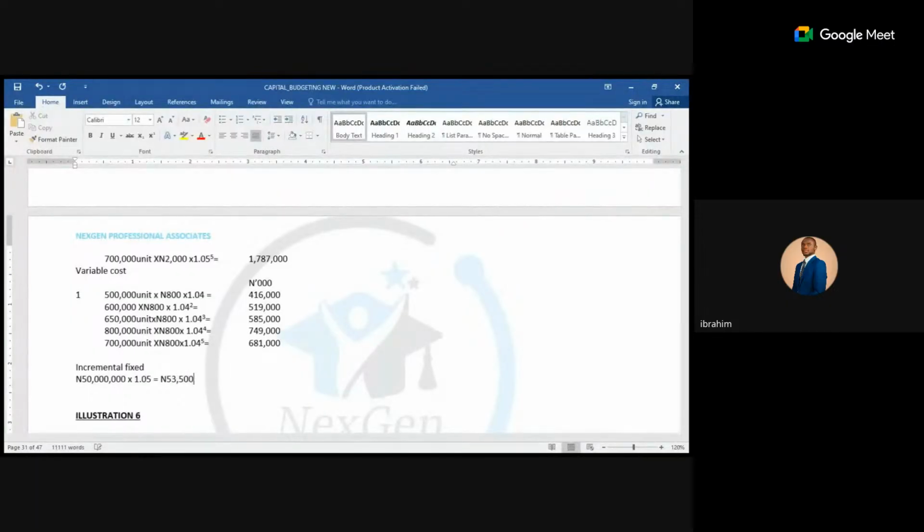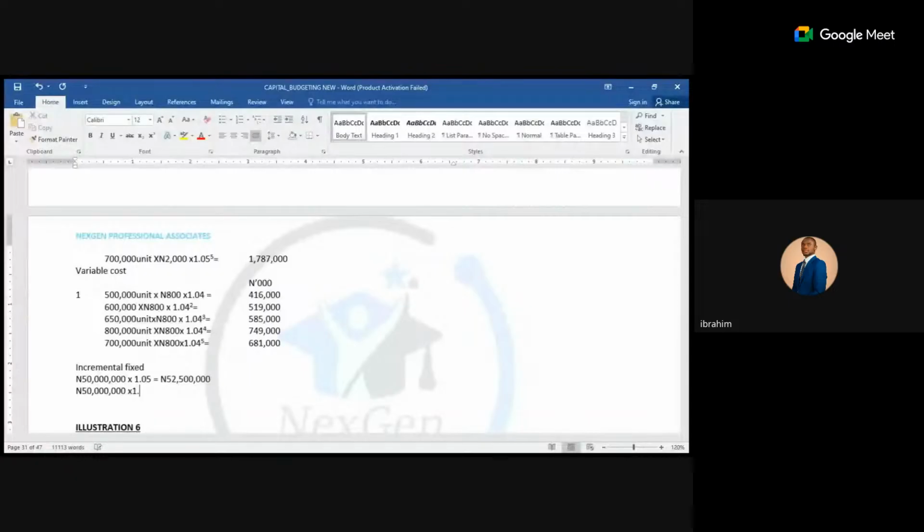53,500. It's 52,500. But since we are running to 100, 500, approximation makes it 53,000. Is it 53 or 52? 52,500. Approximation 53. 52,500. So you can decide to do it this way and bring in the same figure times this raised to power of 2.